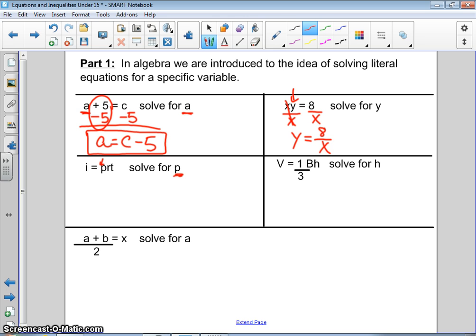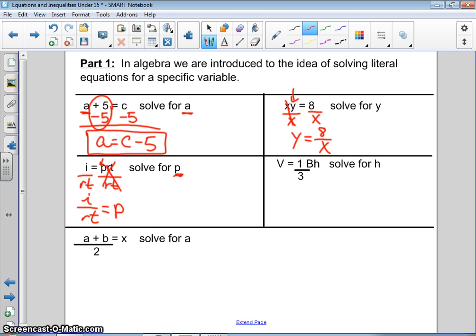P is being multiplied by R and T. So the opposite of multiplying by RT is to divide by RT. All the RT's cancel out over here, leaving P all by itself. That's what we want. And it's going to be interest, I, divided by RT. So that's what P is equal to.